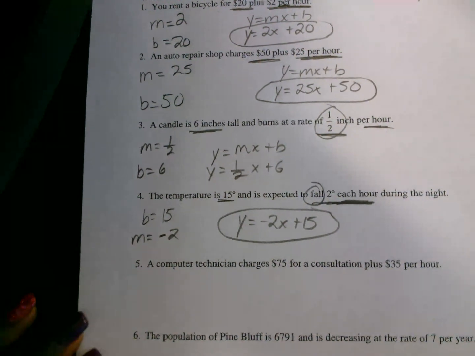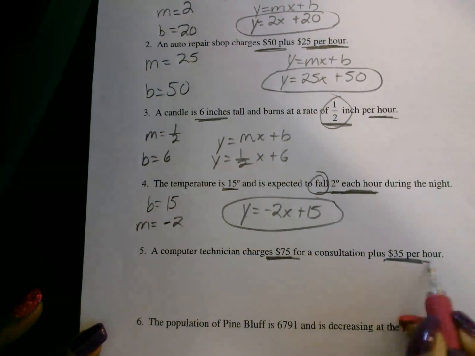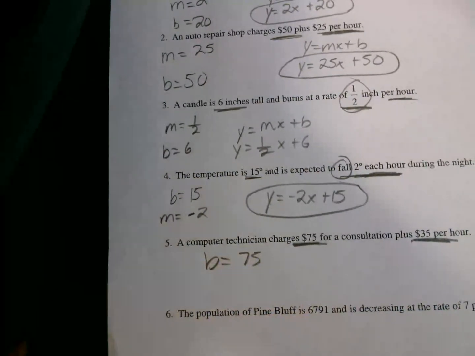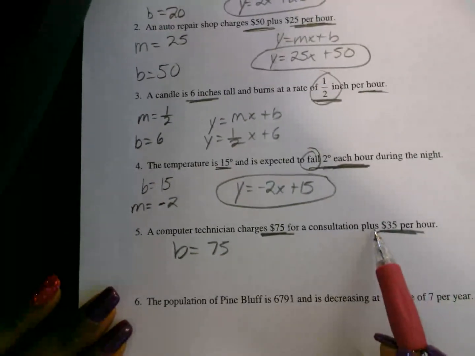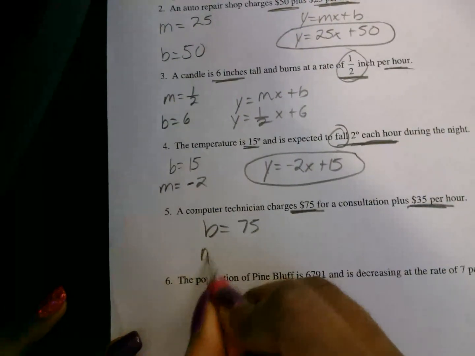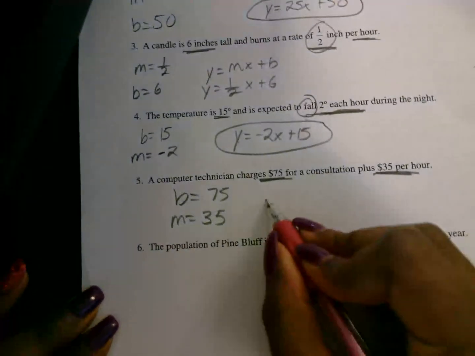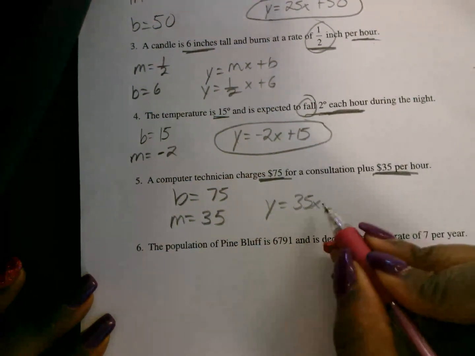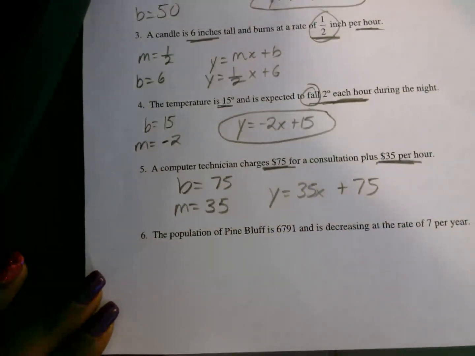A computer technician charges $75 for the consultation and $35 per hour. The starting amount is $75 just for the consultation, just for them to tell you what's wrong with it. Diagnostic, okay? Plus $35 per hour. So that's going to be 35 for the rate. The equation is y is equal to 35x, 35 times every hour they're working, plus you automatically have to pay the $75.